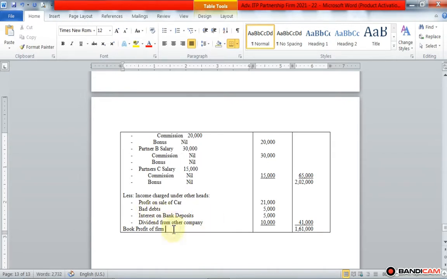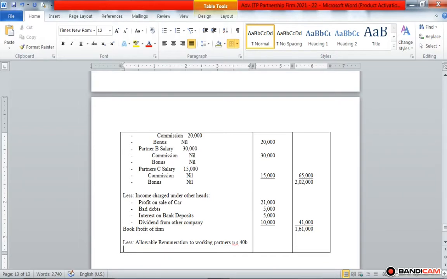Here we find out the book profit of the partnership. Now we deduct, what do we deduct? Less, again less, the allowable remuneration to working partners, not all partners, only working partners, under section 40B. So here part A, actual remuneration paid to working partners. So remuneration is given to partner A, but is partner A a working partner?